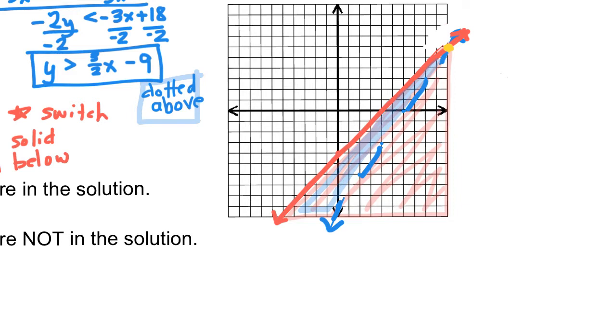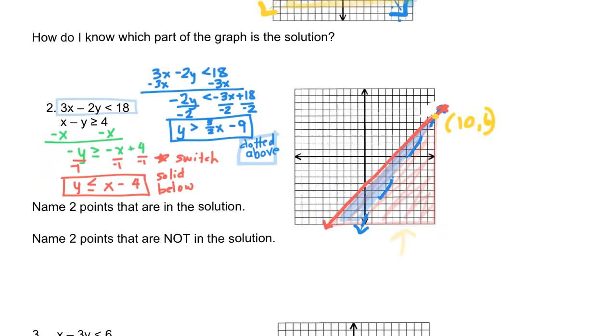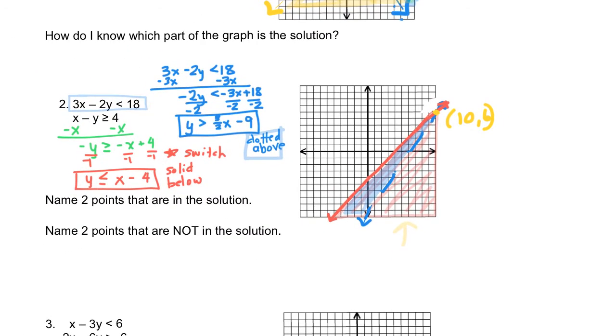So since we're shading it above, all the red that's below down here is not going to be a solution. I want to point out this yellow dot. This yellow dot is where they intersect, and that is the point (10, 6). So I think that's a good point to know where your lines intersect. Now let's look for 2 points that are in the solution and 2 points that are not in the solution.